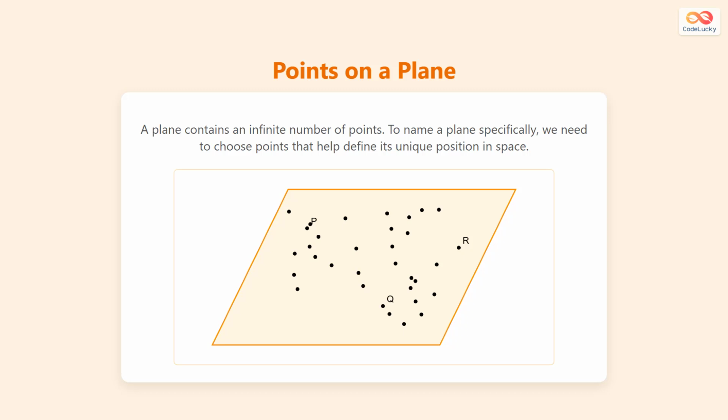A plane contains an infinite number of points. To identify a specific plane, we need to pick out certain points that act like an address. Think of these points as landmarks on a map.